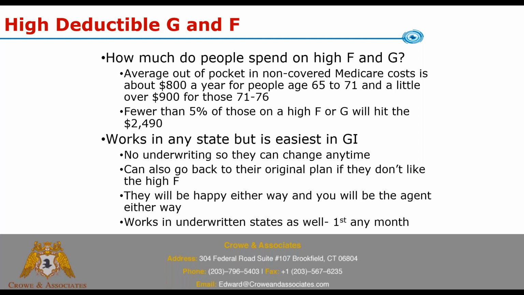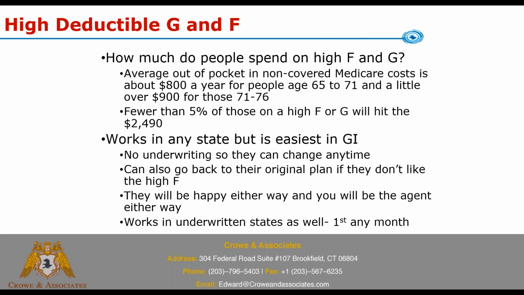So the number is 5%. People with a high deductible F or G, about 5% of them will actually hit the $2,490. So that means 95% of your clients are going to be saving money. How much depends on how much they spend, but they're not going to be maxing their plan out.